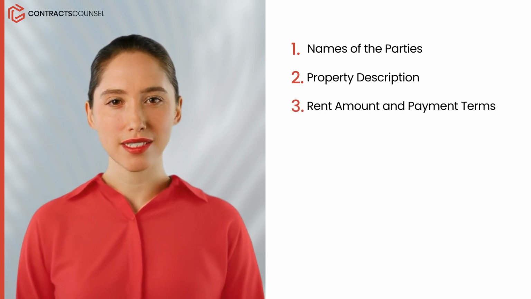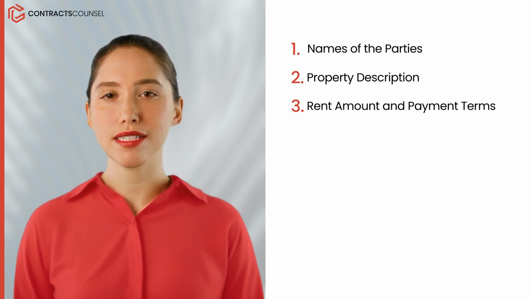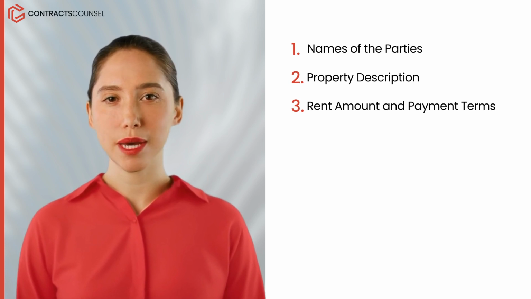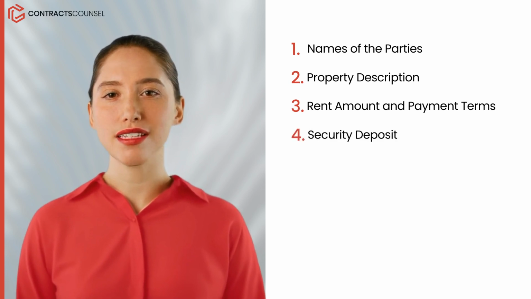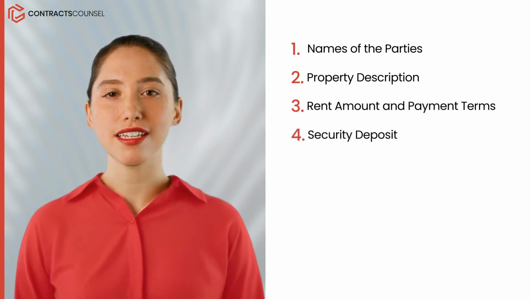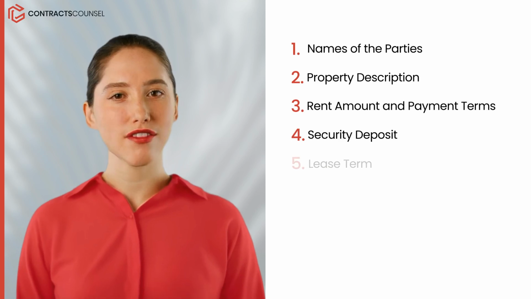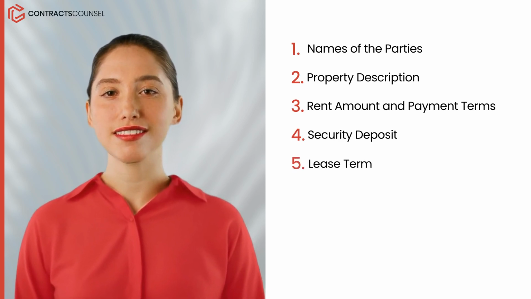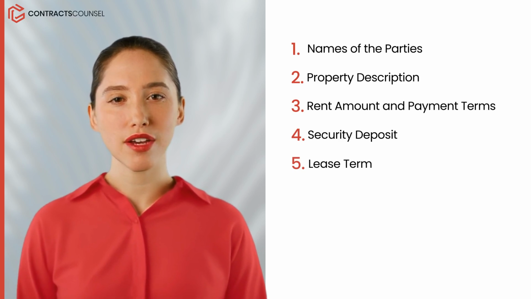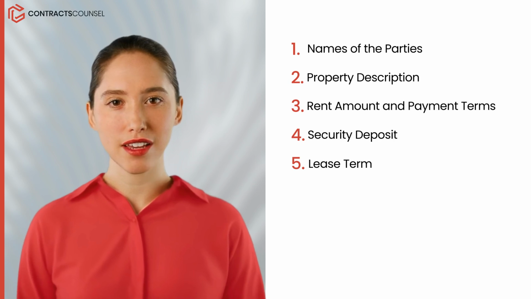3. Rent amount and payment terms. This specifies the rent amount, due dates, and payment methods. 4. Security deposit. This outlines the amount of the security deposit and the conditions for its return. 5. Lease term. This states the duration of the lease, whether it is for a fixed term or month-to-month.